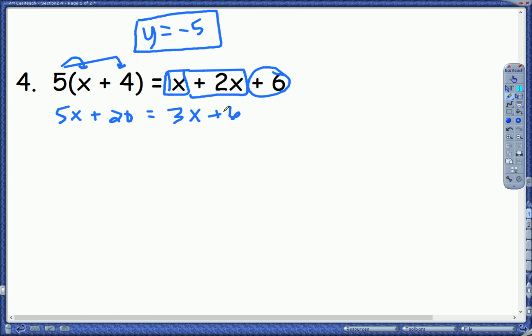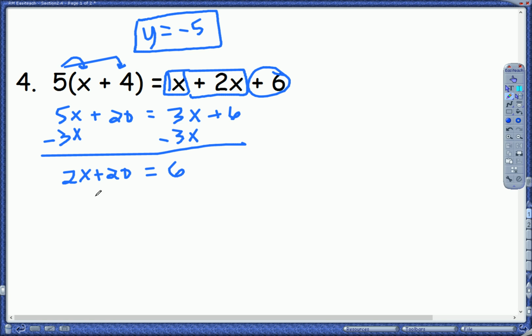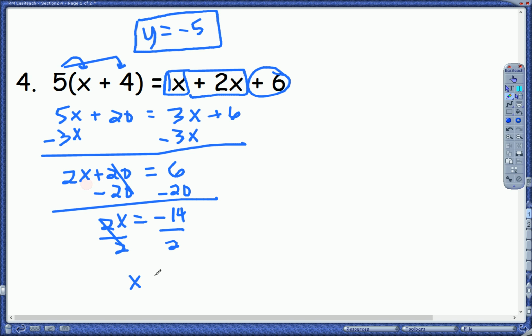Alright, now I still have variables on both sides. So I have to perform the inverse operation to move it over. 2x plus 20 equals positive 6. Subtract 20 on both sides. 2x equals negative 14. Divide by 2. X equals negative 7. And box my answer.